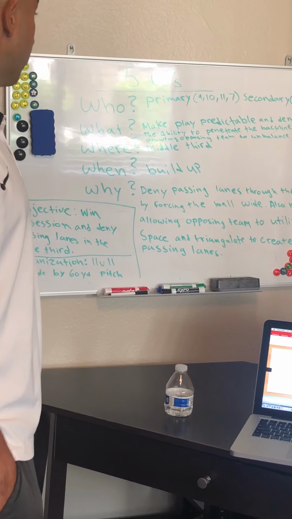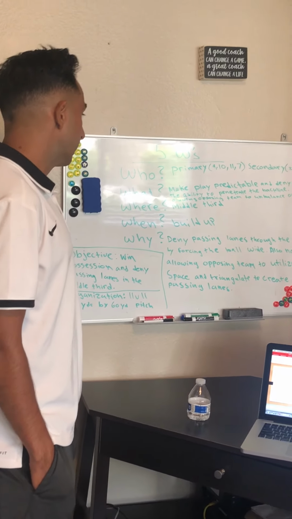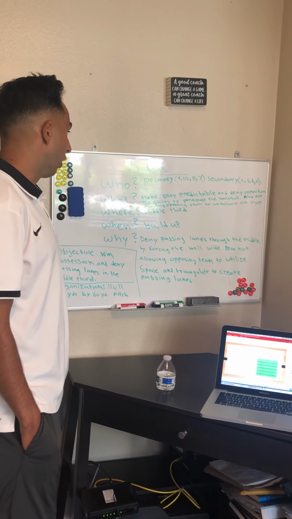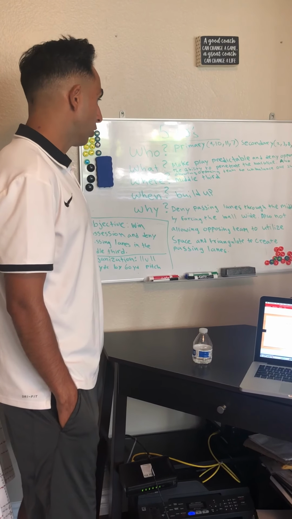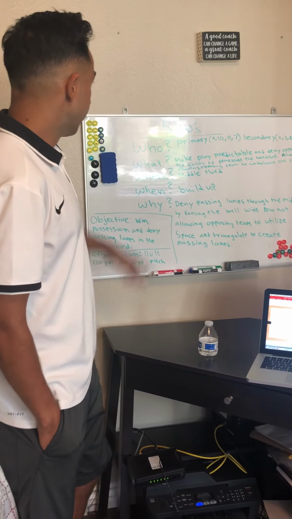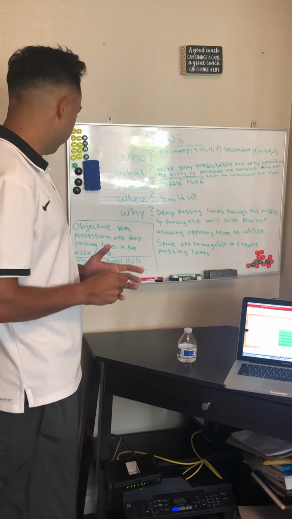Where? Middle third. When? Build up. Why? Deny passing lanes through the middle by forcing the ball wide. Also, not allowing opposing team to utilize space and triangulate to create passing lanes. These are our 5 W's for our topic that we're going to be introducing to our team.